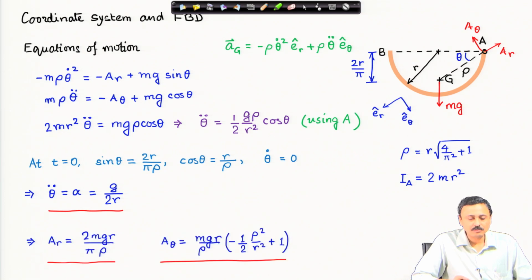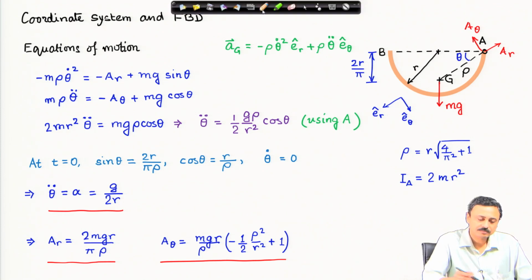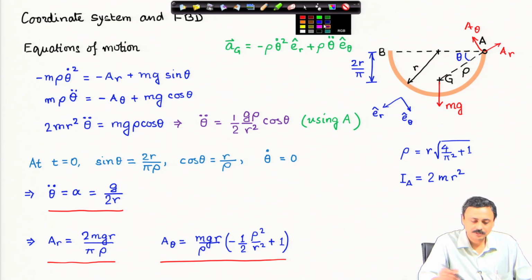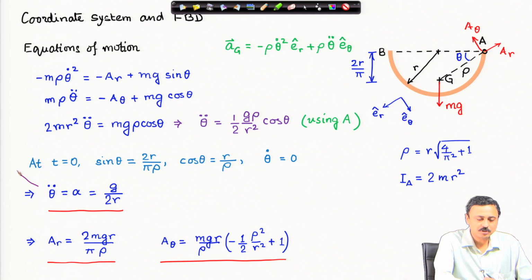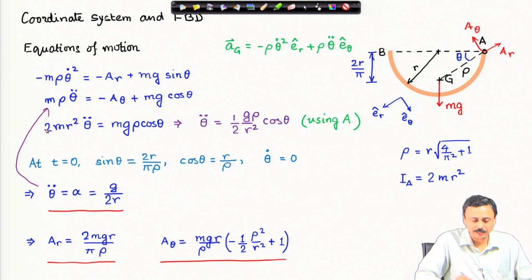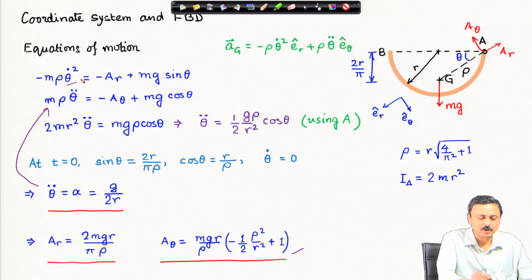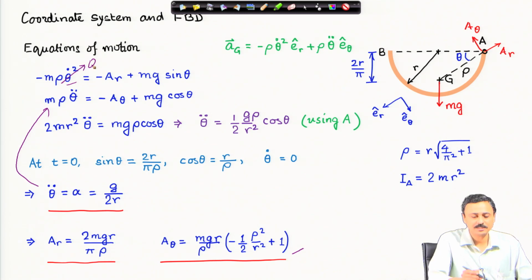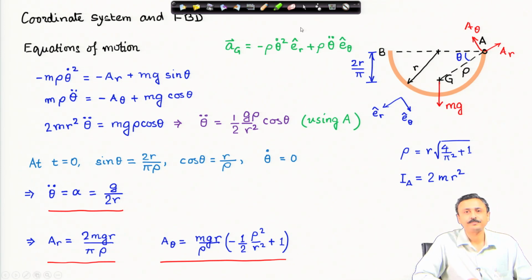and I can also solve for the reaction forces, because I know alpha. I have solved for alpha. Here I can substitute to calculate a_theta, and a_r is very simple because theta dot is 0 at t equal to 0 plus. I can solve for a_r and a_theta. So, that completes this problem.